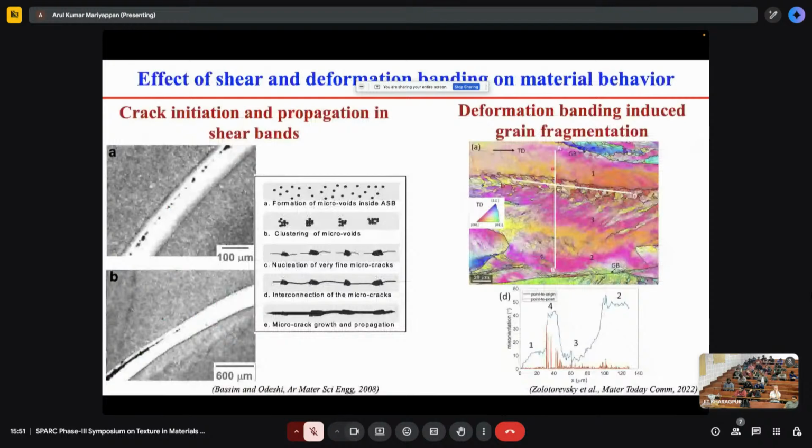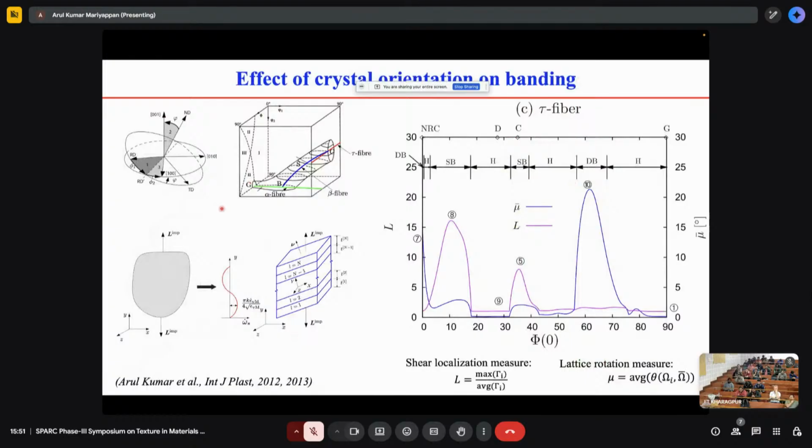Before that, why do we need this prediction? It is very important, because shear bands very often act as potential sites for crack initiation and propagation, whereas deformation banding helps with grain fragmentation. As a result, we have to predict which microstructures and grain orientations lead to the formation of a shear band and a deformation band. So here, I consider the most dominant textures in cubic materials, like alpha fiber, beta fiber, and gamma tau fiber.